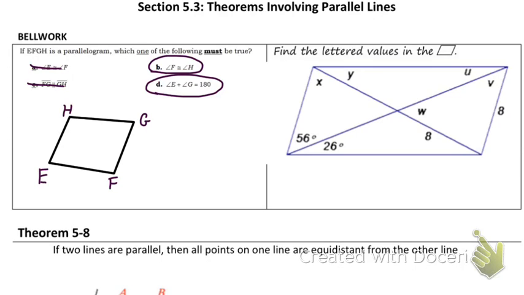B says angle F is congruent to H. I agree with that. The last one says E plus G, which are the exact same, equals 180. It does not necessarily have to equal 180, so it has to be B.